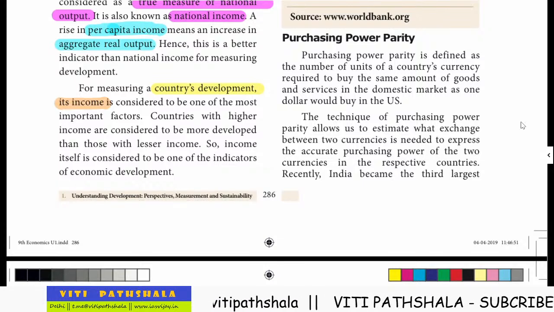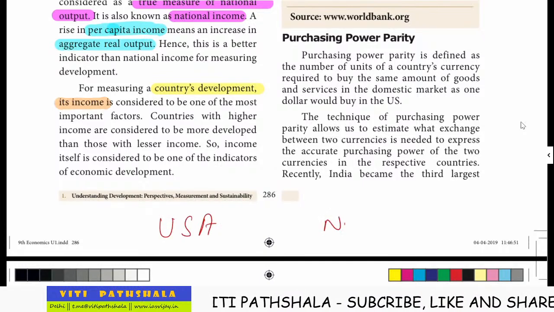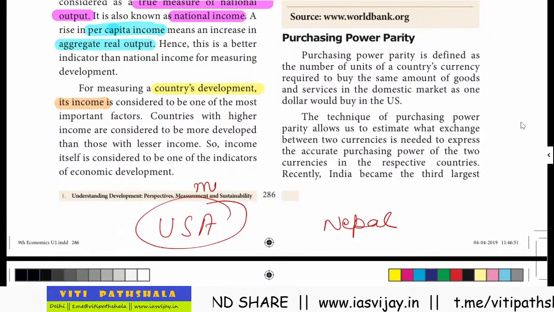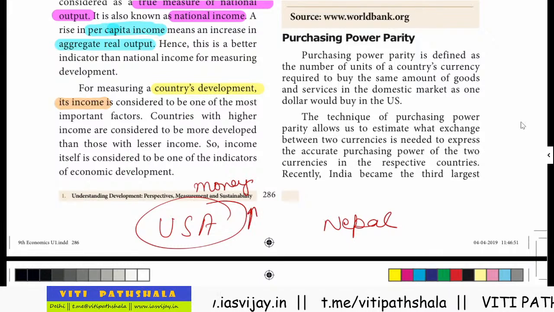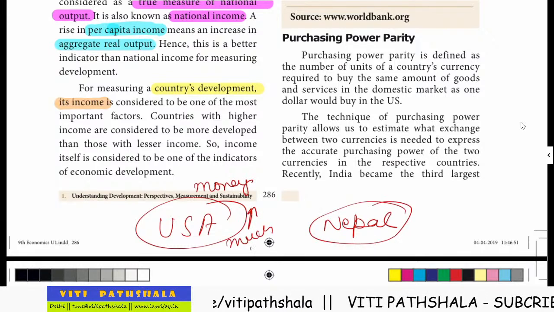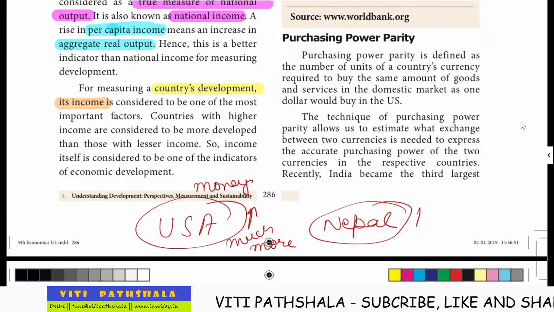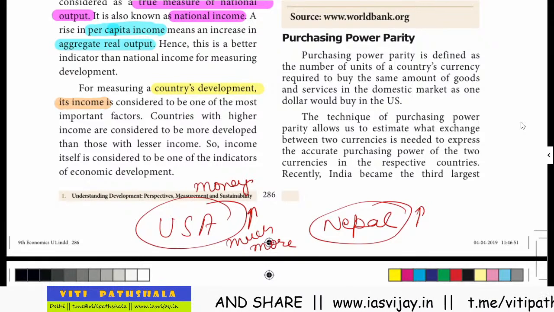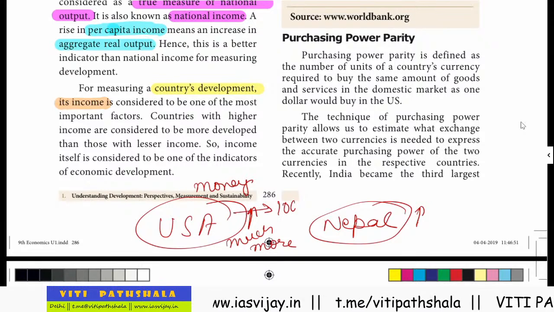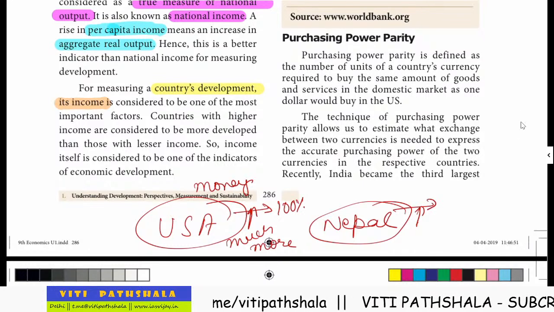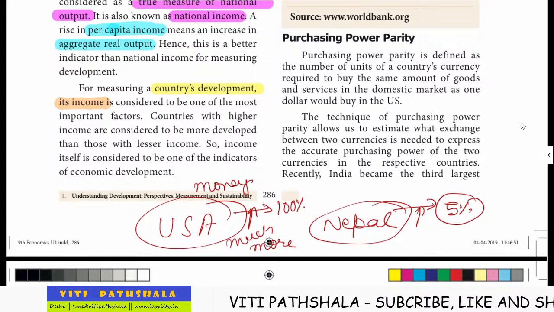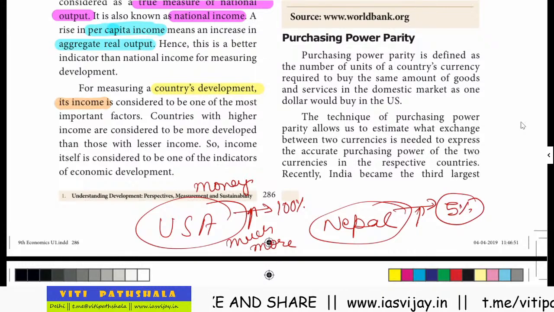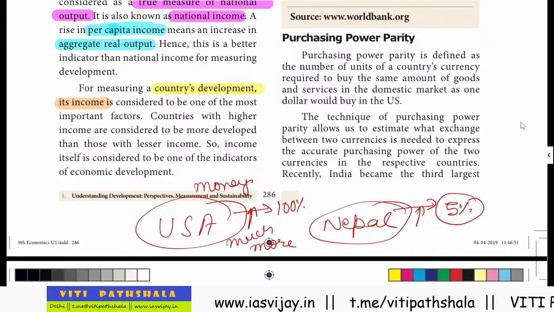Now, if we compare the USA and Nepal, what you will see is that in terms of money, the USA's economy is much bigger than the economy of Nepal. If I have to put numbers on it, if the economy of the US is 100%, then Nepal is only 5%. So this is an example. Income itself is considered to be one of the indicators of economic development.